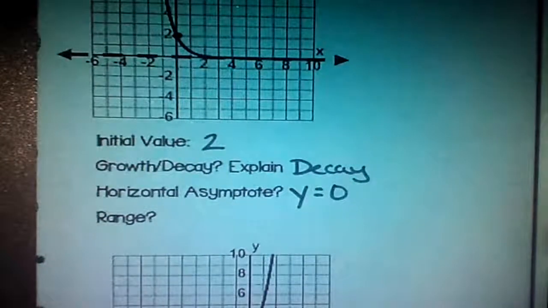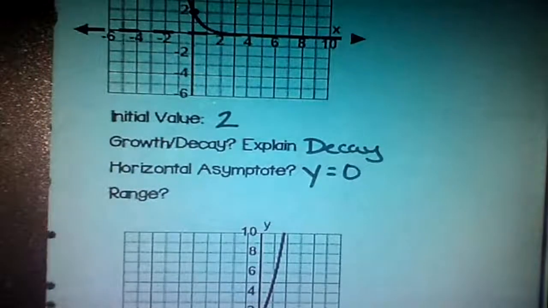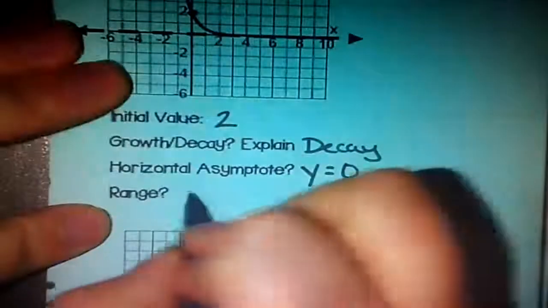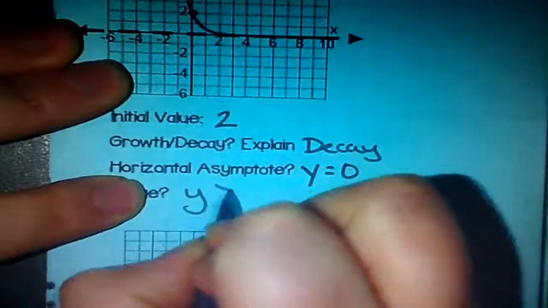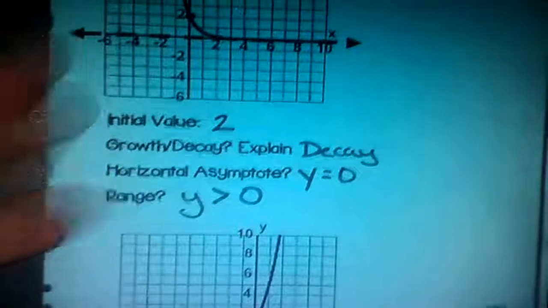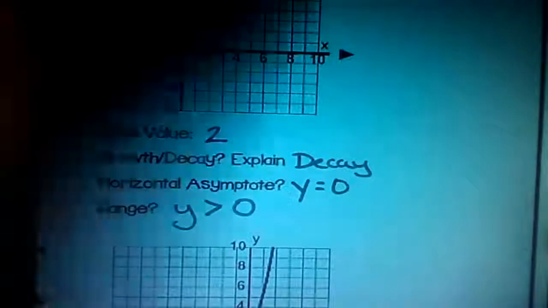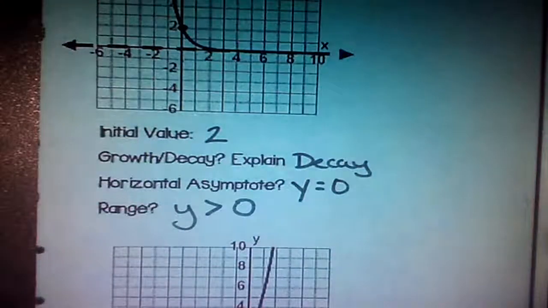So what is my range then? Is my graph above 0 or below 0? Above. So y is greater than 0 because my graph is above 0. So it has to be y values that are greater than 0.